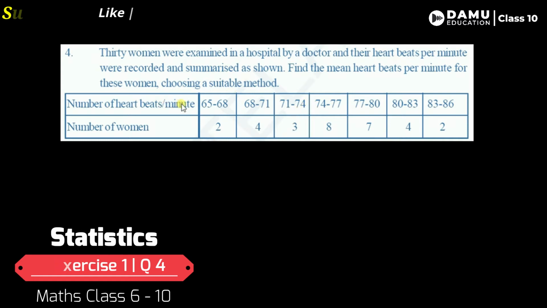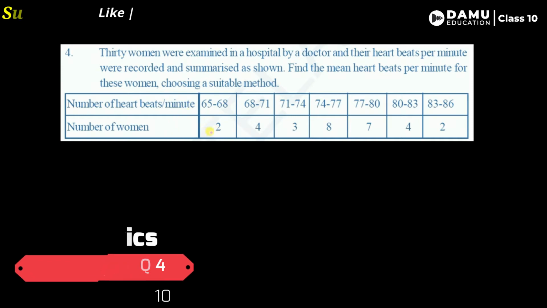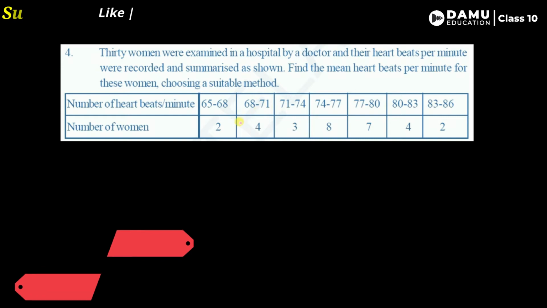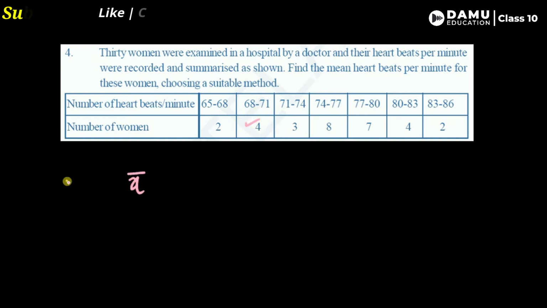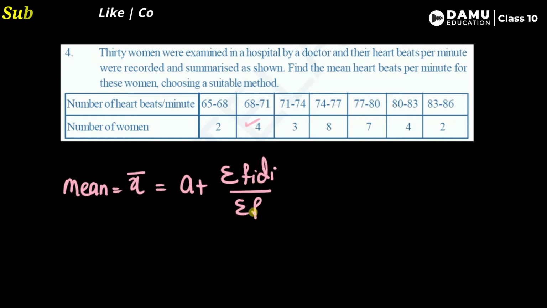Number of heartbeats per minute 65 to 68, number of women 2. Then 68 to 71, how many women? 4 women are there. So what is the mean? The mean formula in the deviation method is assumed mean plus summation of Fi di, the product of frequency with the deviation value, divided by summation of Fi.